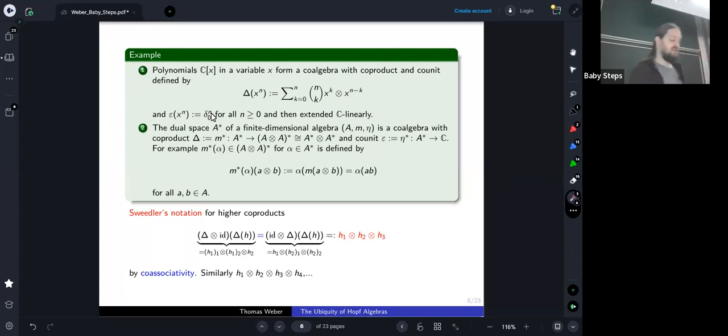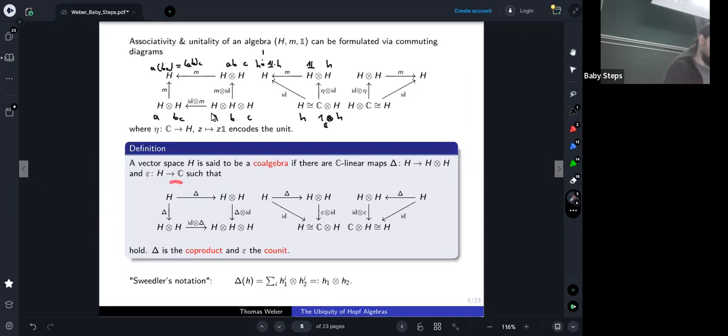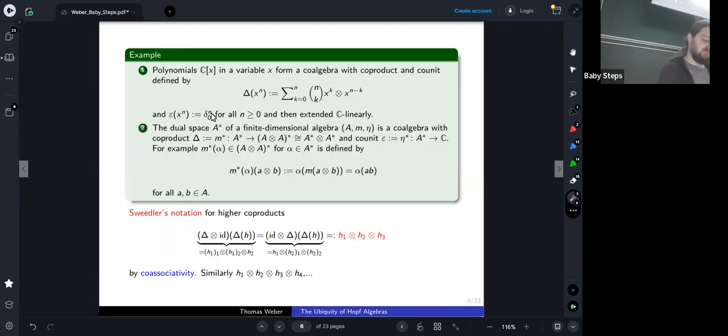And you can show that via the properties of those guys here, you get the co-associativity in this diagram. And the co-unit is very simple. It is almost always 0. It's just sometimes 1, namely when you plug in 1. And then you extend those guys in a C-linear way to all elements here.